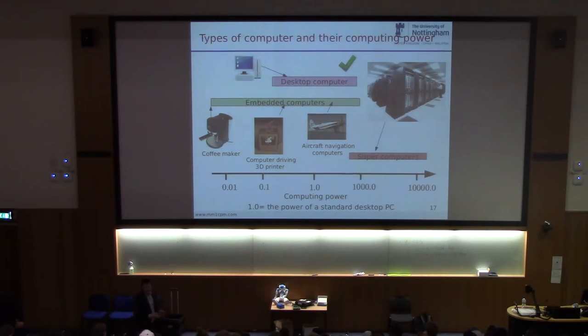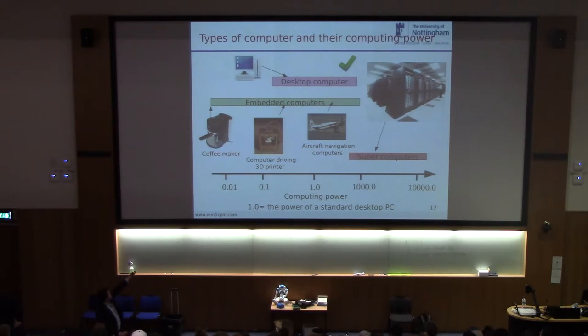And this graph here is a graph I've made up, and it's on a log scale, and 1 means basically the power of a desktop PC. So my laptop there, or your PC, has a power of about 1. Then right down here, the power of about 0.001 is the coffee maker. And right up here, on the scale of about 10,000, is the supercomputer. So I'm trying to show you how powerful these devices are.